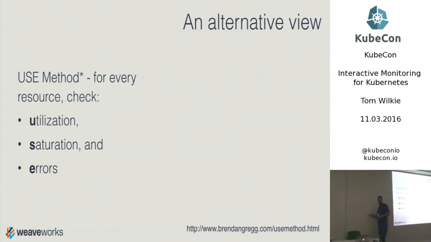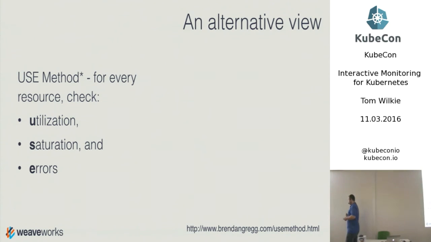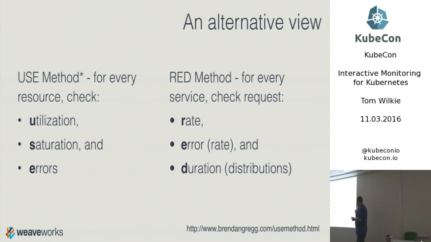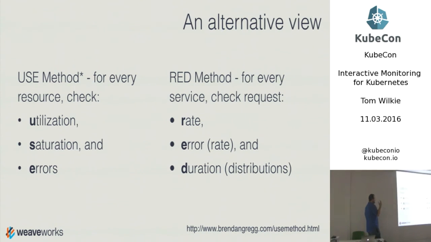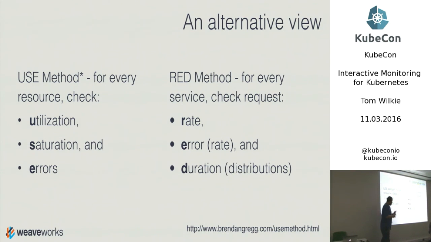But I think this is wrong. Or at least I don't think this is sufficient. He got very upset when I said it was wrong, so I should say it's just not sufficient. And I think we really need this new method, invented by me, trademark. Not really. This is a bit tongue-in-cheek. I don't like acronyms. But I think for every service in your system, you need to be measuring things like the error rate, the request rate, and the latencies. I put duration because RED is much better than REL. But yeah, you should be taking a much more service-oriented approach.